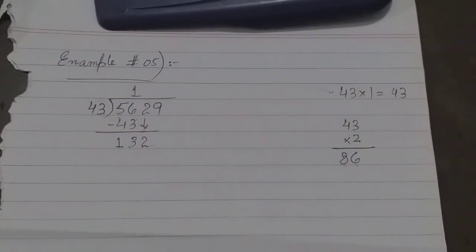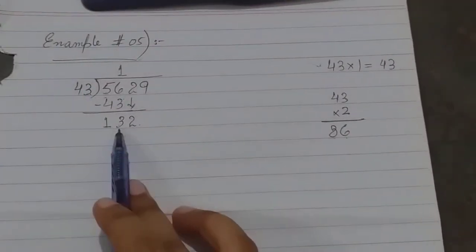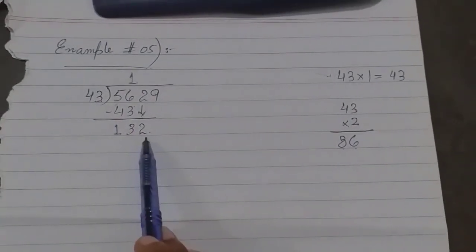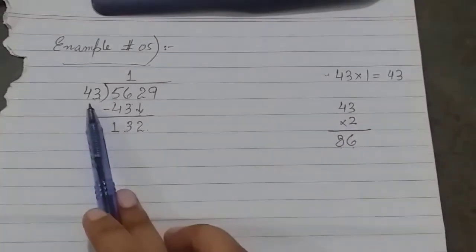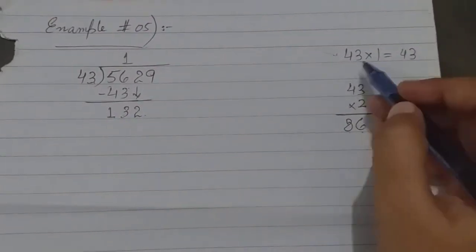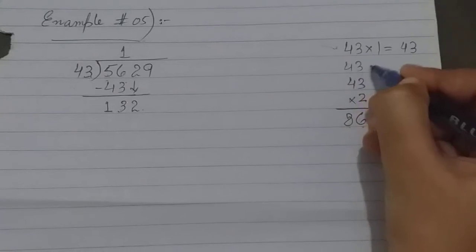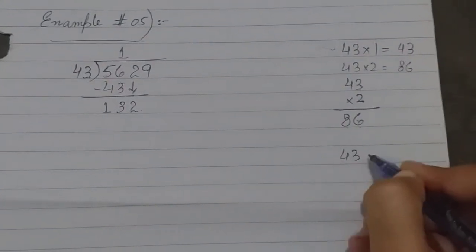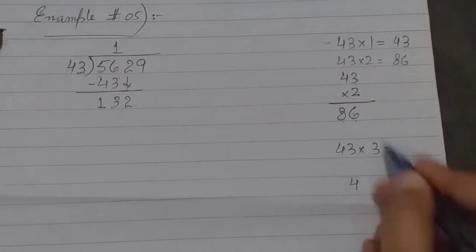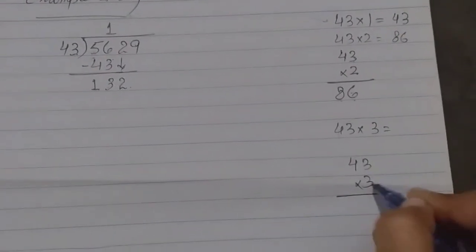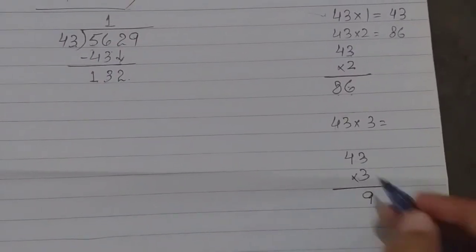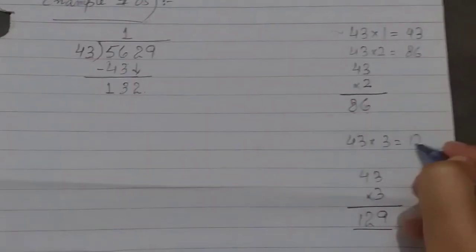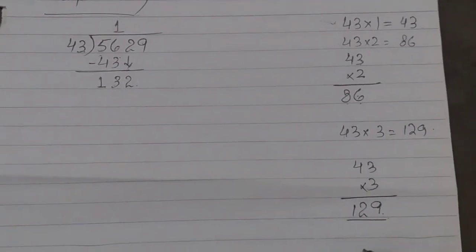Now in step number 2, again we will find the product in the table of 43 that is equal to 132 or less than 132. We know 43 ones are 43, and we also know 43 twos are 86. Now we will find 43 multiplied by 3. For finding this one, we will multiply 43 by 3. 3 threes are 9 and 3 fours are 12. 129.